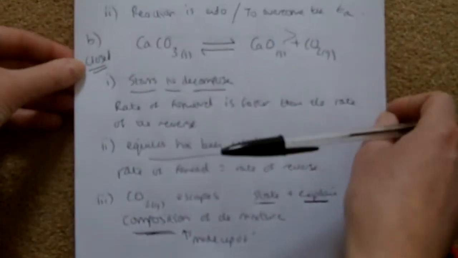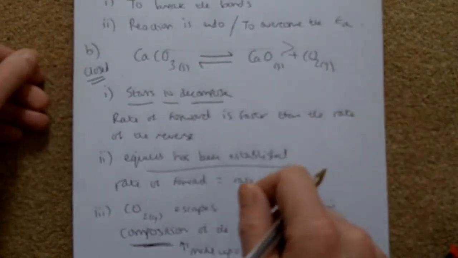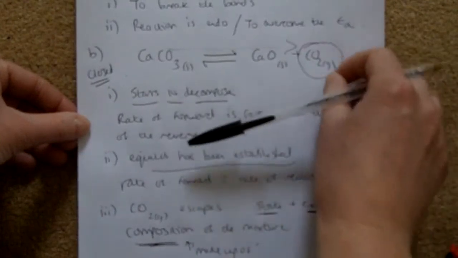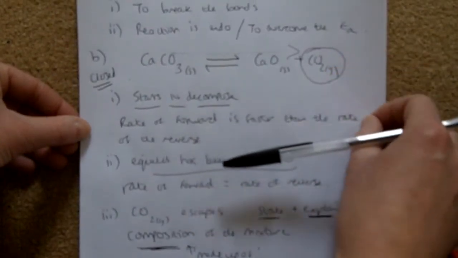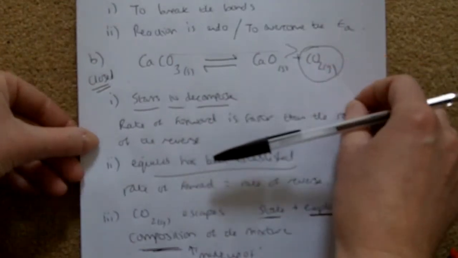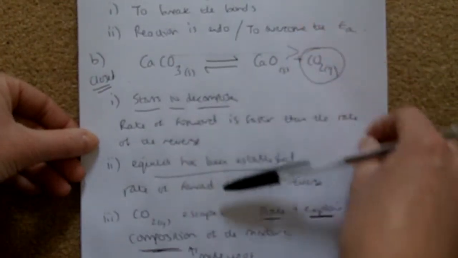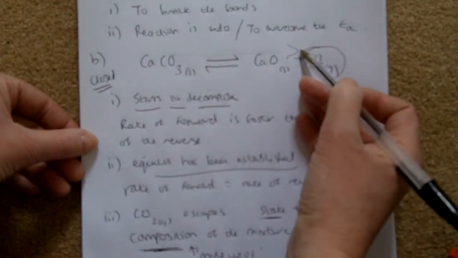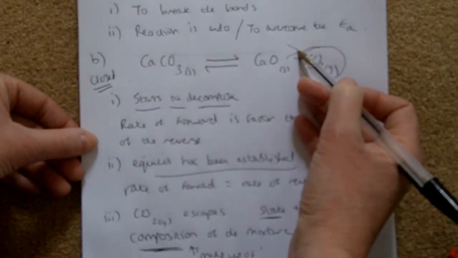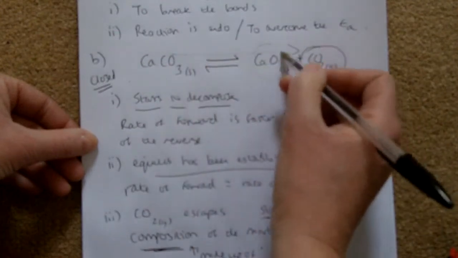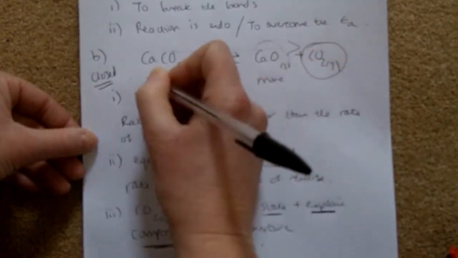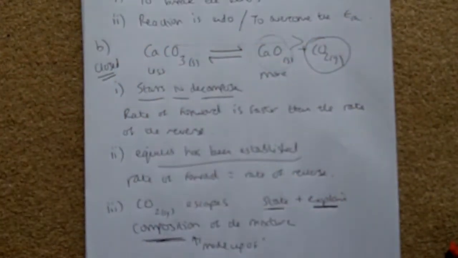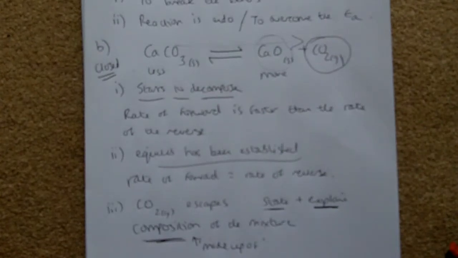Right, so carbon dioxide is allowed to escape from the equilibrium using a valve, using a tap. So the position of equilibrium, if it's allowed to escape, you're removing it. The position of equilibrium will move to the right to try and restore it. And that will lead to more calcium oxide and less calcium carbonate, because you're going to move to the right, to try and restore the equilibrium.